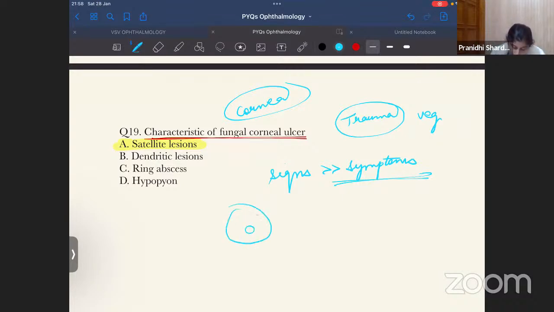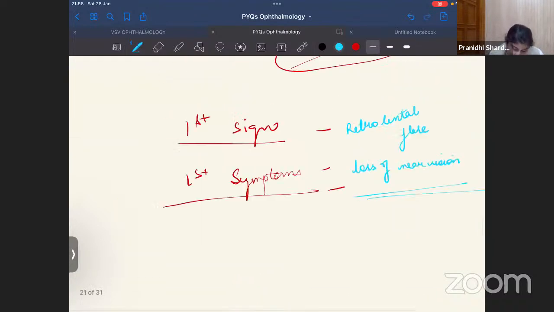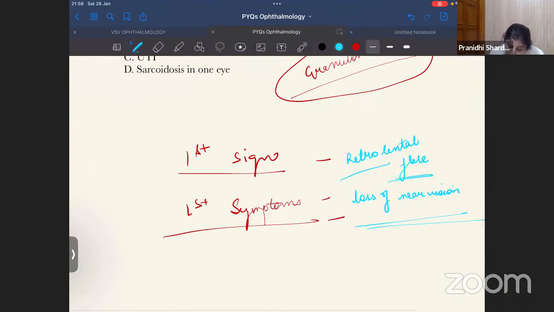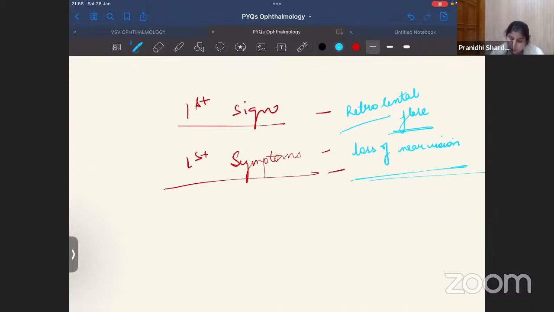This is the main lesion. There will be some satellite lesions. Hypopion will be there. Very characteristic about the hypopion of one first sign is retrolental flare, that is vitritis. It is vitritis. And first symptom is loss of near vision.